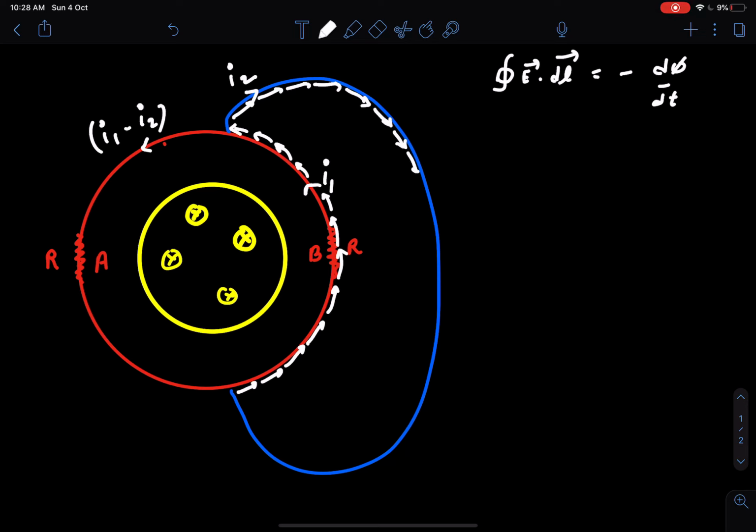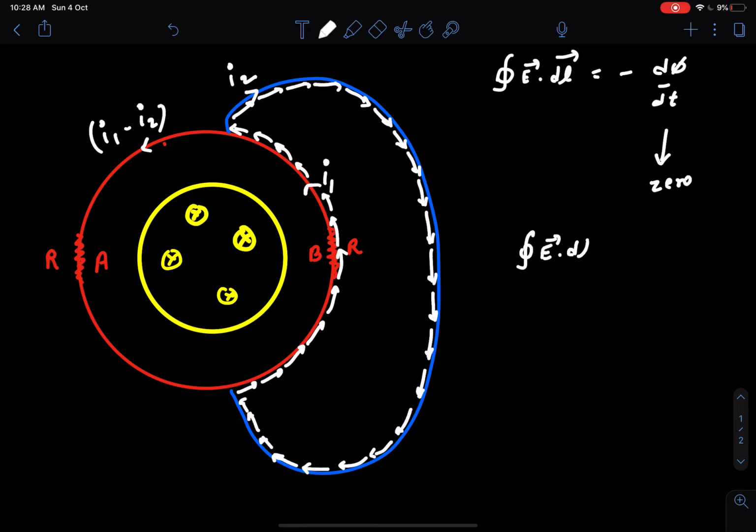Now as you can see, this white arrow loop has got zero flux through it because the magnetic field is there only in the yellow boundary region. So in this white arrow loop the flux is 0. So d phi by dt is 0 for this loop. And since d phi by dt is 0 because there is no phi, integral of E dot dl is 0 for this loop.